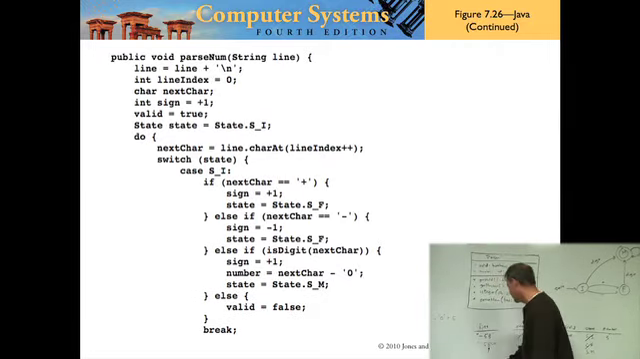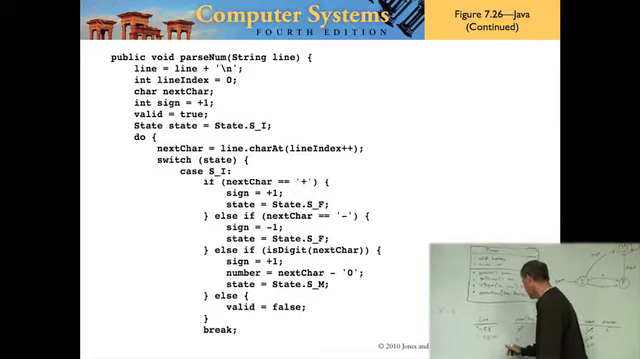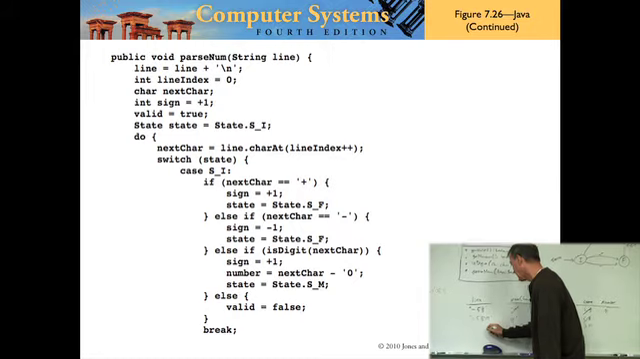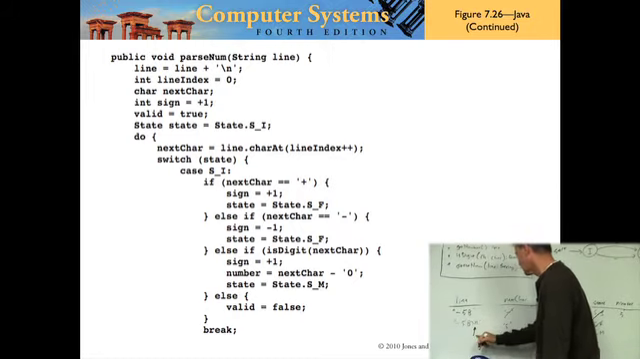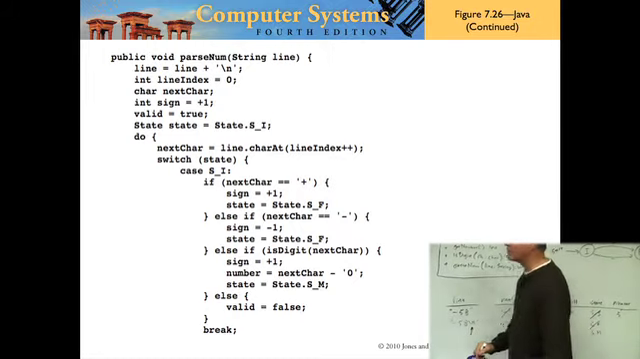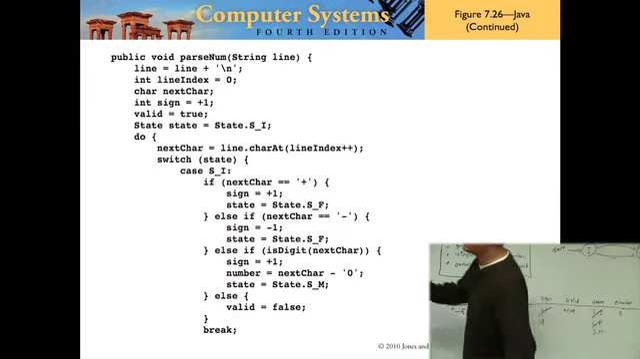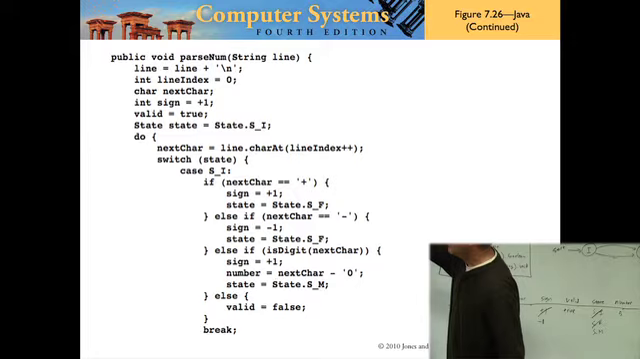And what happens here? Next char. So this becomes the character 8. All right, and our line index is here. Is everybody good? Okay. And now we go to state SM. Now watch state SM.